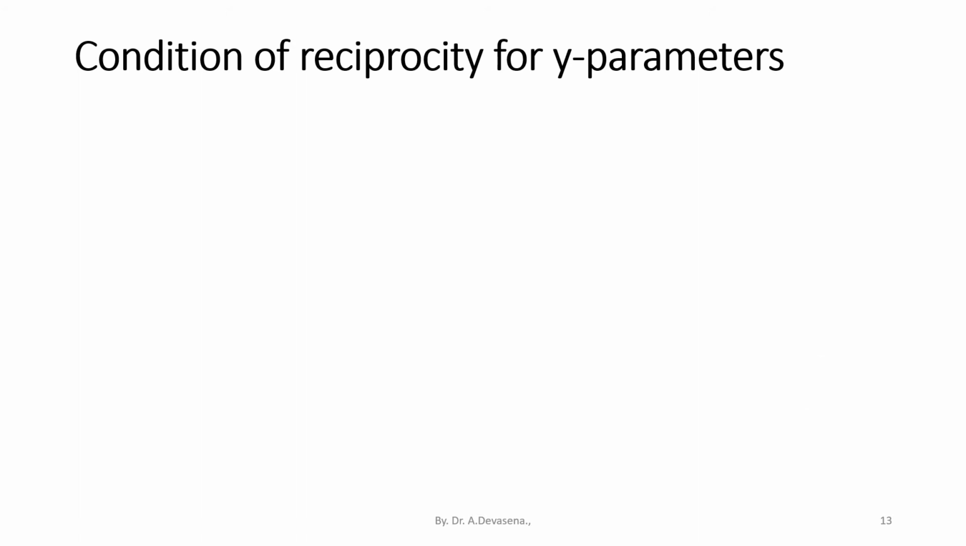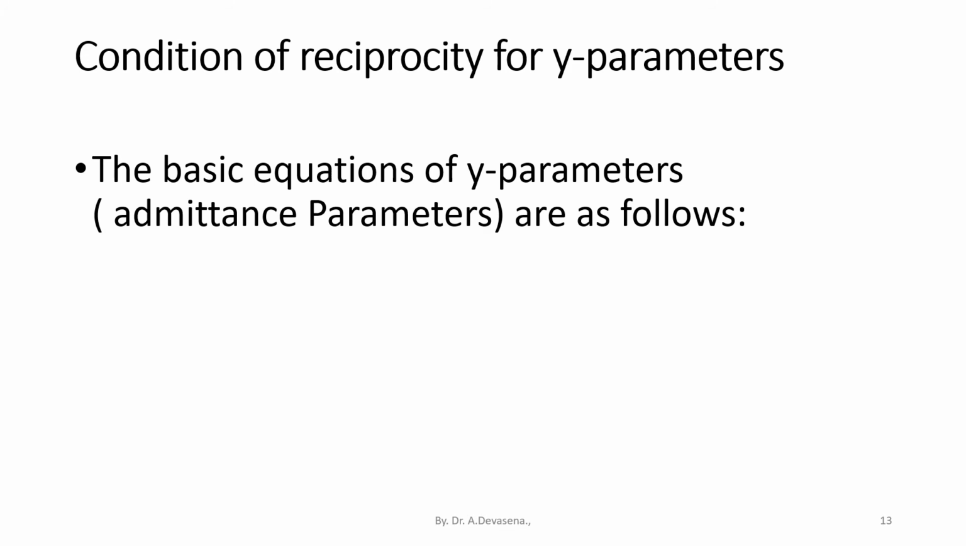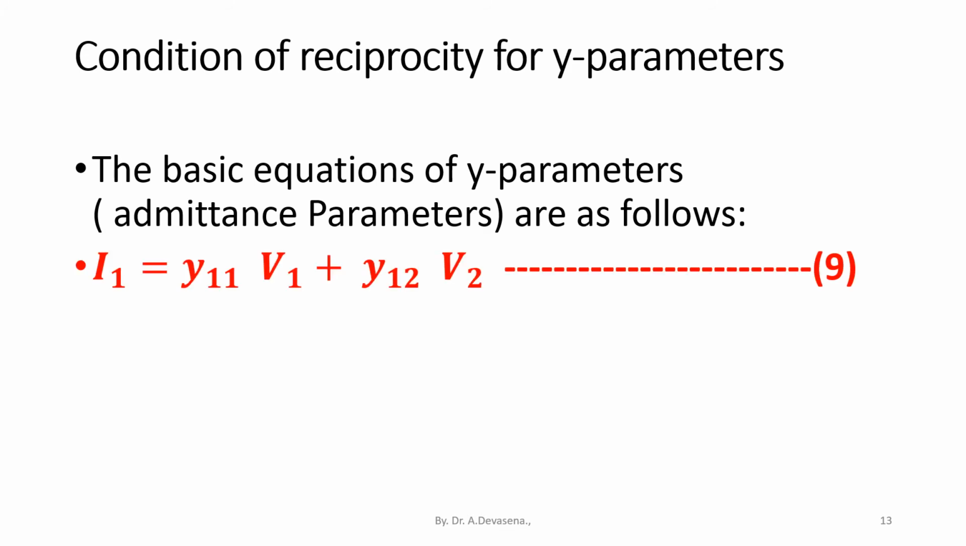Now we are going to obtain the equation for the condition of reciprocity for Y parameters, that is admittance parameters. We know that admittance is the ratio of current by voltage. That is, in admittance, the current is considered to be the dependent variable and voltage is considered to be the independent variable. The basic equations of Y parameters are as follows. I1 is equal to Y11 V1 plus Y12 V2. Consider this as equation 9.